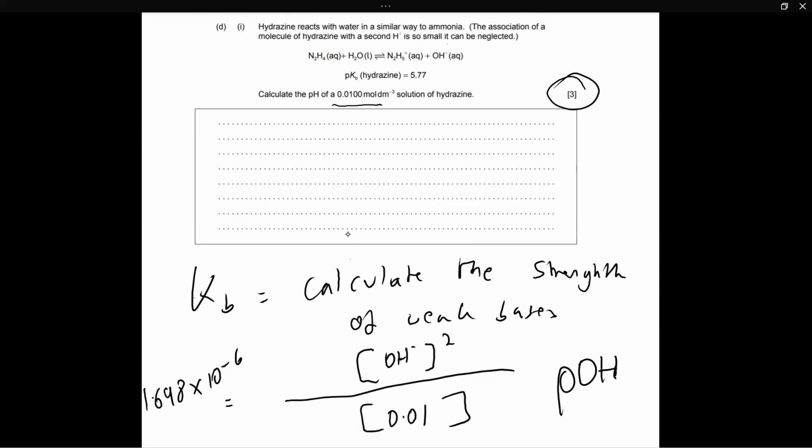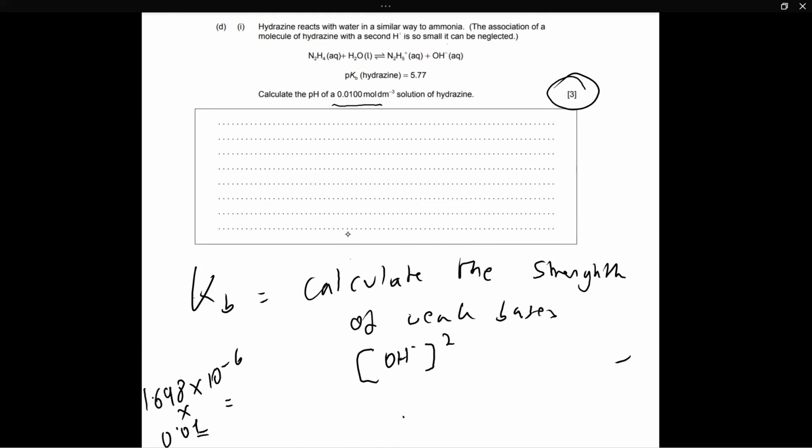All we have to do is rearrange this equation to find out the concentration of OH minus. So we multiply both sides by 0.01. So this cancels out. We multiply this side also by 0.01, because whatever you do to one side, you have to do to the other side as well. That leaves us with OH minus squared. The concentration of OH minus squared is equivalent to this sum, the multiplication that I did over here. And the answer to that multiplication is 1.698 times 10 to the negative 8.